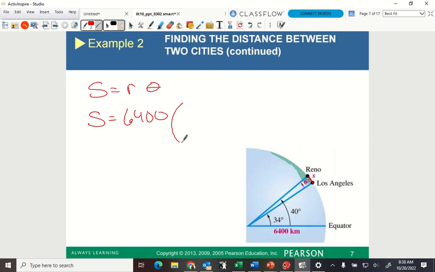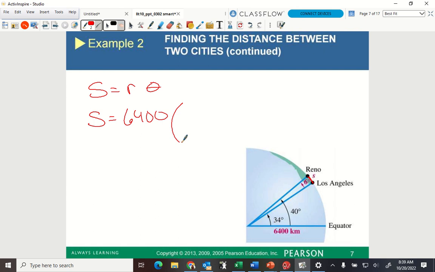Okay, because Reno is 40 degrees north, right? And Los Angeles is 34 degrees north. So both of them are still in the northern hemisphere. But the distance in between those two is what I'm looking for. That's the theta I want, right? Okay, so that's where I get my 6 degrees.